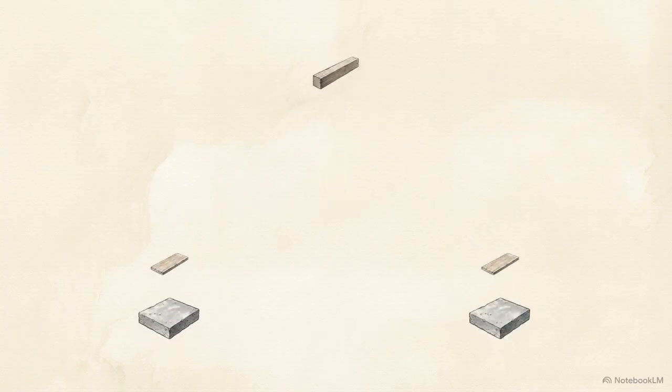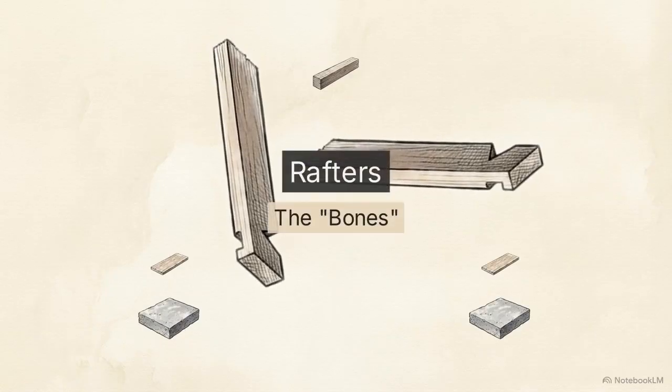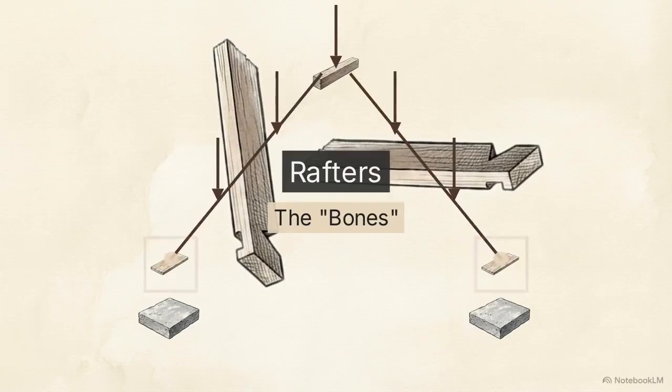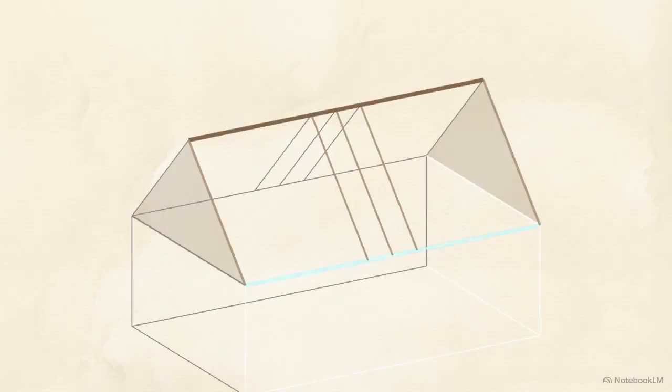To bridge the gap, we use rafters, sloping beams of wood or metal. As the primary bones, their angle catches gravity, channeling weight directly down into the wall plates. In standard designs, we rely heavily on common rafters. A common rafter runs continuously from the top ridge down to the wall plate.